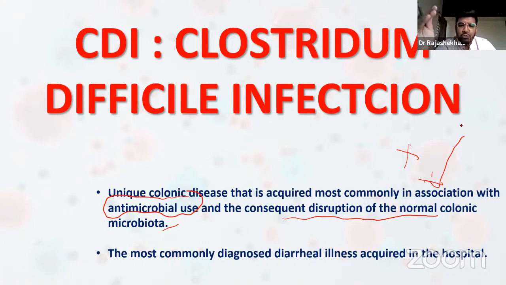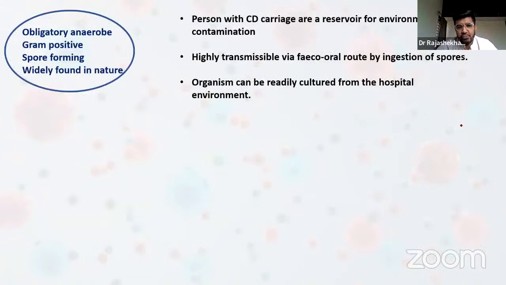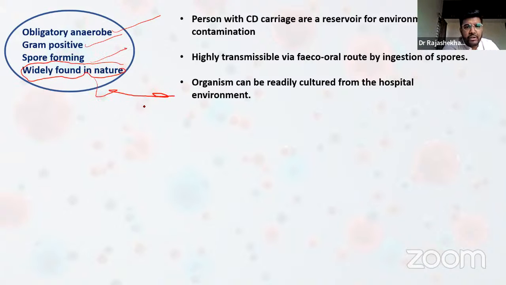This is the most commonly diagnosed diarrheal illness which is acquired in the hospital, which we should know of. So what is this Clostridium difficile? It is an obligate anaerobe. It's a gram-positive organism, spore forming, and is widely found in nature, especially in the hospital environment.